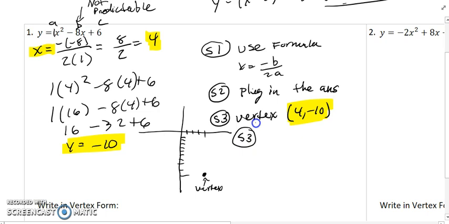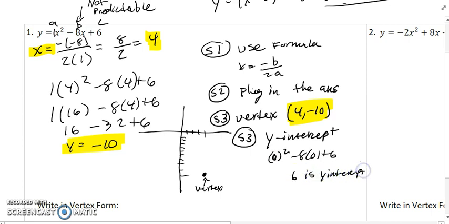So step 3, we don't have slope or anything, but we can find a y-intercept. We just put a 0 in, so we get 0 squared minus 8 times 0 plus 6. So we get 6 is the y-intercept. So 6 is all the way up here, like that. Don't forget we have the axis of symmetry here. We have half our u shape, and then we're going to reflect it over. So step 4 is we're going to reflect, if you need to write it.